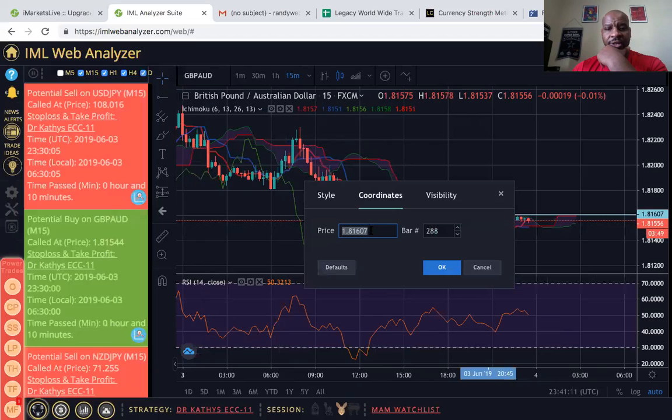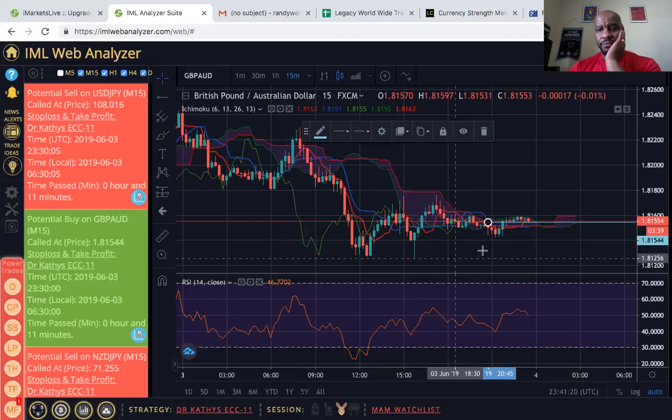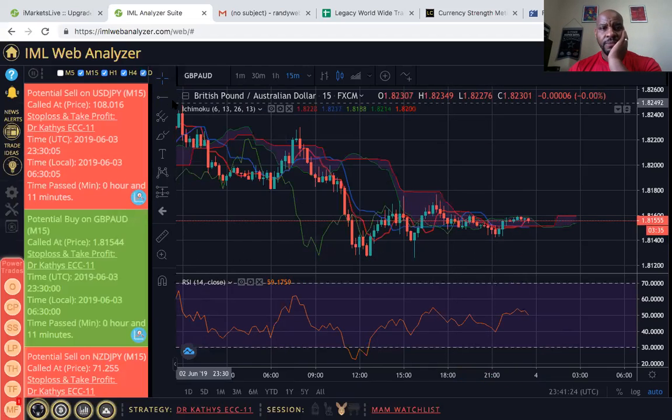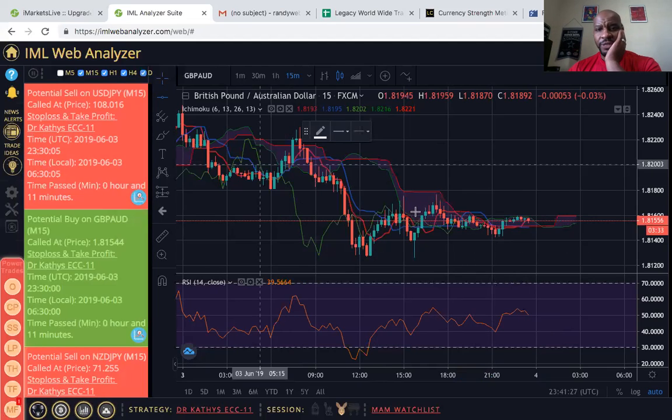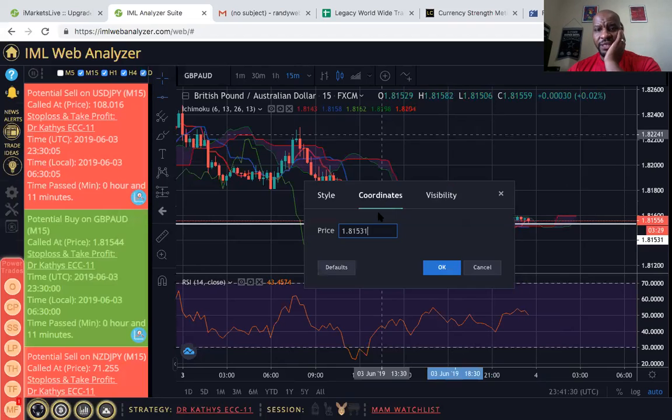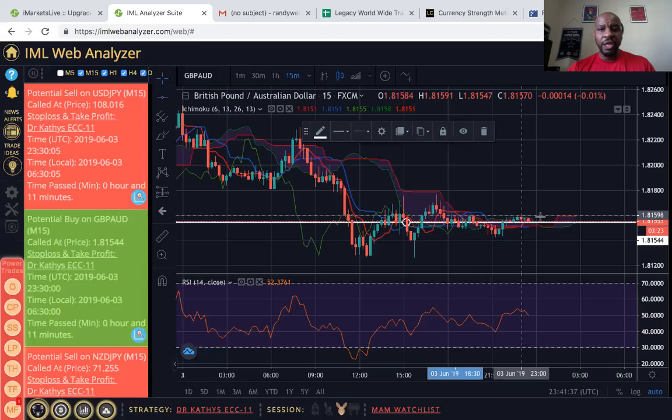So it's 1.81.544. Click OK. Actually, that's the wrong line there. Let me delete that off. Horizontal line. There, double click, boom, price. 544, boom. So we're looking for a buy here.